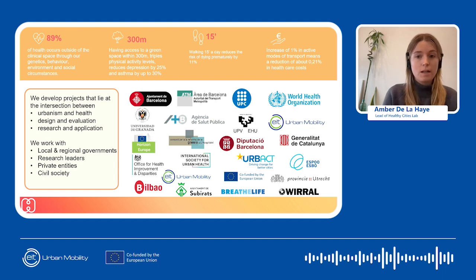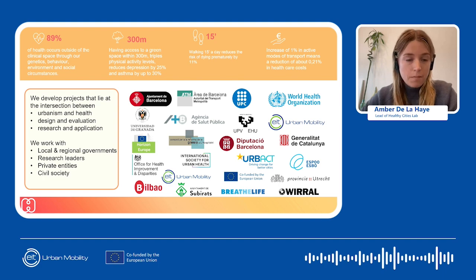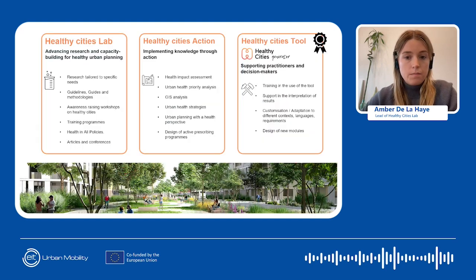Easy access to green space, for example, within 300 meters can reduce asthma rates by a third. And building walkable cities that help people get their steps in can reduce premature mortality by up to 11%. And then all of this has knock-on effects, significant effects on healthcare costs and reducing the cost on our healthcare systems. So to address this, we work across three main pillars.